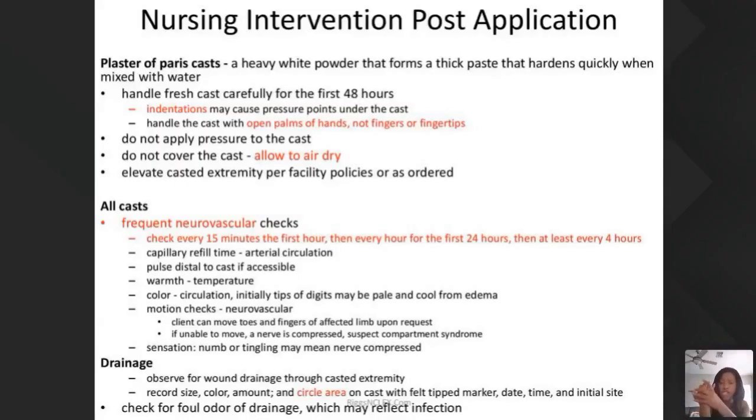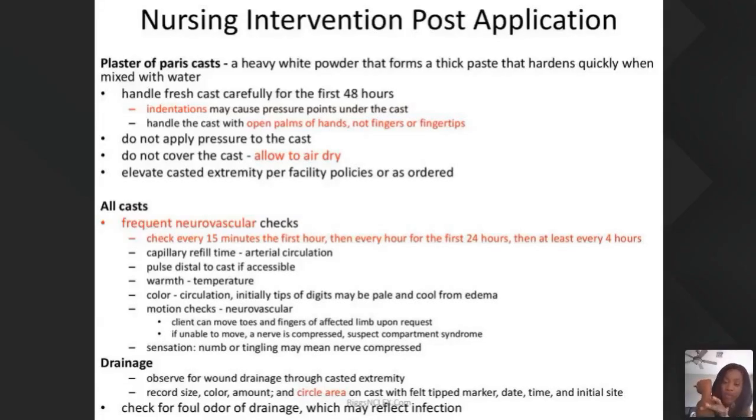NCLEX: never touch a plaster cast that you just put on with the tips of your fingers. Why? And NCLEX asks why. Because you could cause a little something we call indentation. If you cause indentation, you're putting pressure in an area and it dries that way.